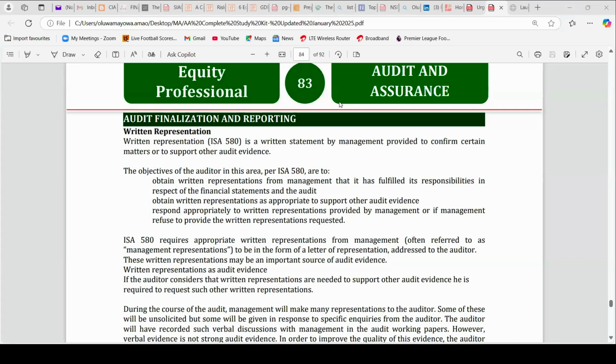And that's what we're looking at today. Finish the last stage of the audit. Audit is usually in three stages. There is the planning stage, there is the actual audit stage where you carry out the audit itself. Then there is the audit finalization, the closing stage, which is what we're looking at.